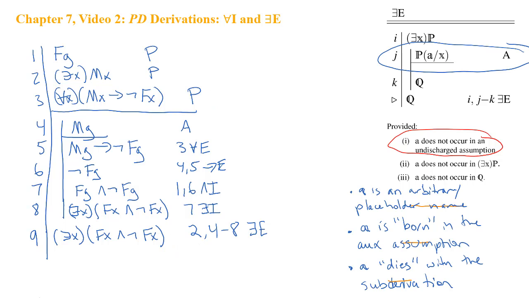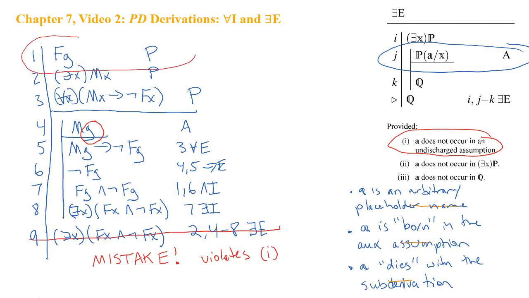And you've probably already guessed what the problem is, but let's make it clear. This is a mistake. We are violating restriction 1 because the constant that we introduced when we started with the auxiliary assumption for the existential elimination subderivation appears in an undischarged assumption. It's still active. The primary assumptions never get discharged. So 1 through 3 are undischarged and g appears there.